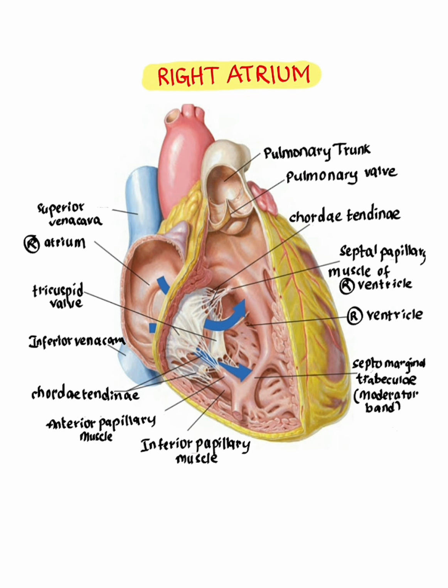Right atrium. It is right upper chamber of the heart. It receives venous blood from whole body and pumps it to right ventricle through right atrioventricular orifice or tricuspid orifice. It forms right border, a part of upper border, sternocostal surface and base of the heart.